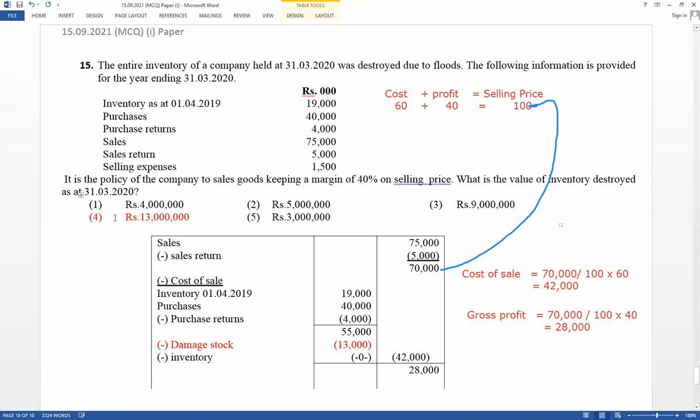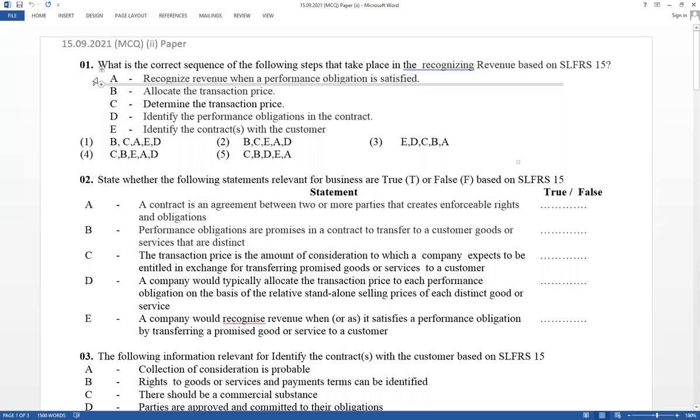Therefore, question number 15, the answer is the fourth one. Like this, think about the next paper. I have given 2 MCQ papers. Think about the second part. The first part is important: I need to teach you the theory part of SLFRS 15. If these calculations are understood, all the theory part is available here.